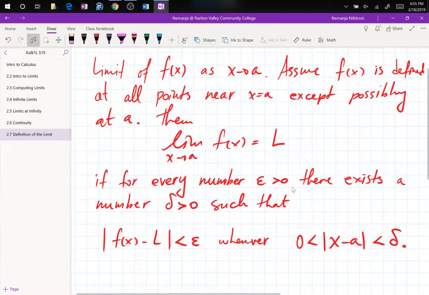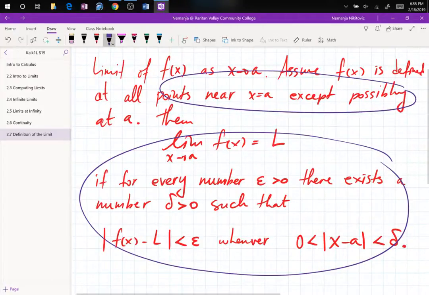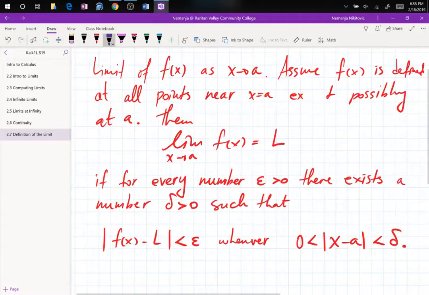That's it. What's 90% important? This. What's the other 10% important? Right here. So this is what we have been doing the entire chapter 2. And this is the definition.